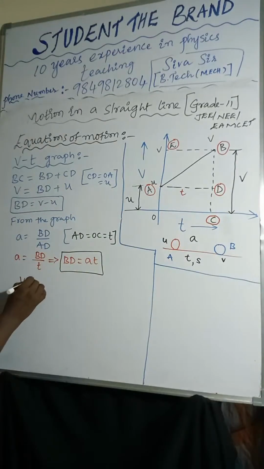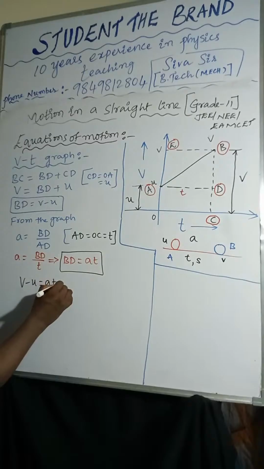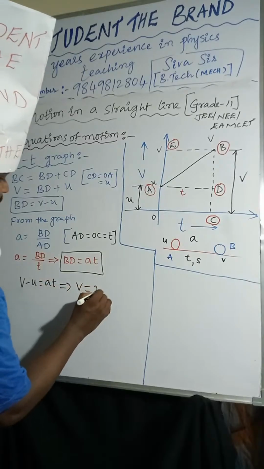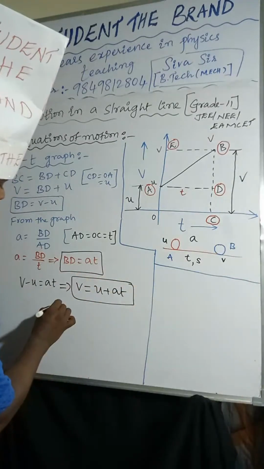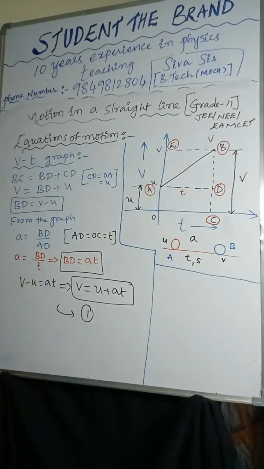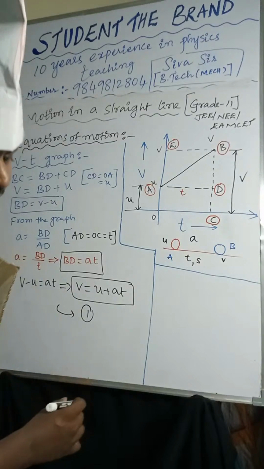So V minus U equal to A into T. From this, V equal to U plus AT. So this is equation 1. Very, very important.